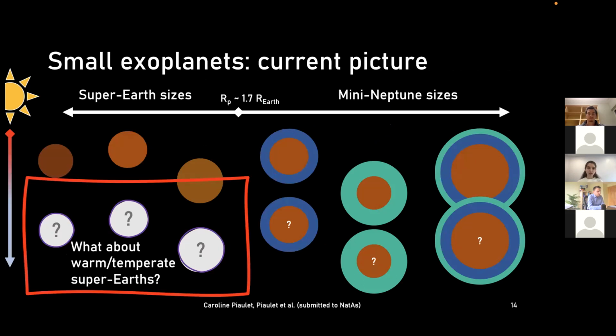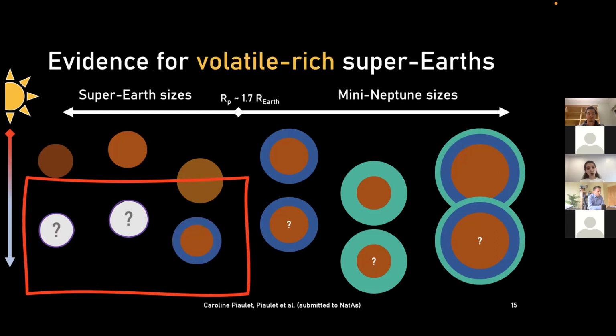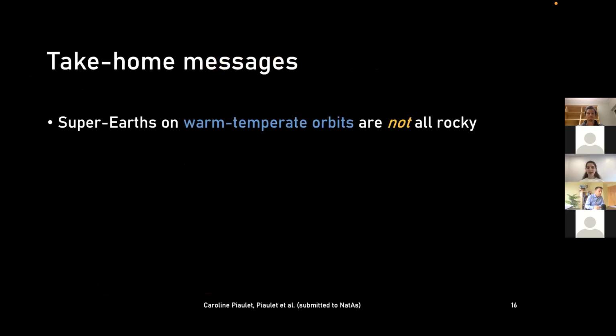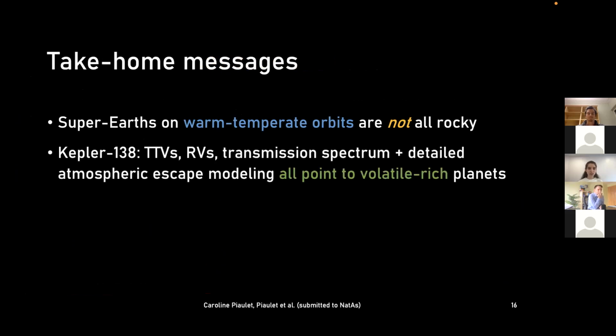So if we go back to our previous picture of what small exoplanets look like, Kepler-138 gives us a first hint that not all super-Earths are rocky. At least we know that Kepler-138c and d are most likely volatile-rich, although we don't know exactly which volatiles they're made of. But it's interesting in and of itself to know that planets below 1.7 Earth radii can't just be assumed to be rocky. So as take-home messages, super-Earths that are not close in, but further out from their star, could exhibit a wider diversity in their composition.